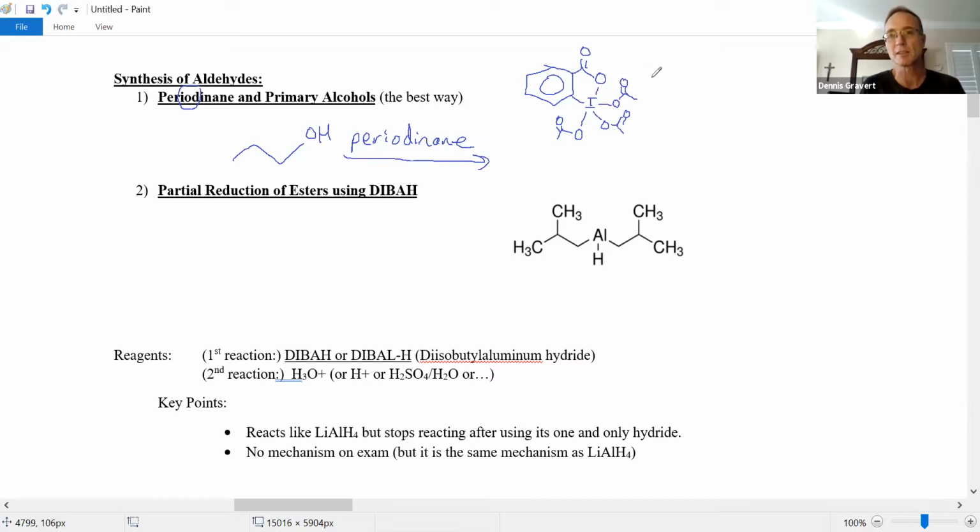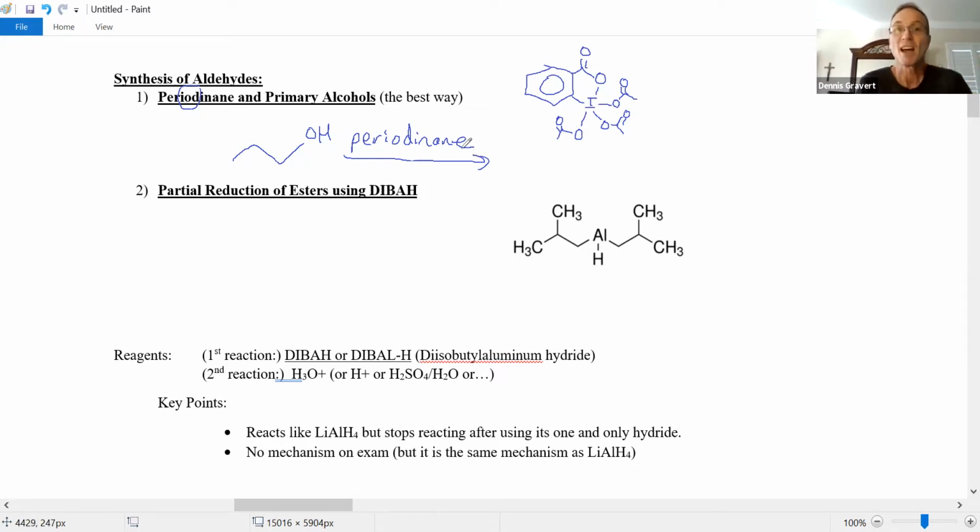Again, you don't have to memorize that structure. You just need to recognize it in case I draw it on the exam. When I write my exams, I can choose either to write out the word pyridinane or draw its structure. If you're giving the reagent, you get to pick. You could draw the structure or you can give the name.